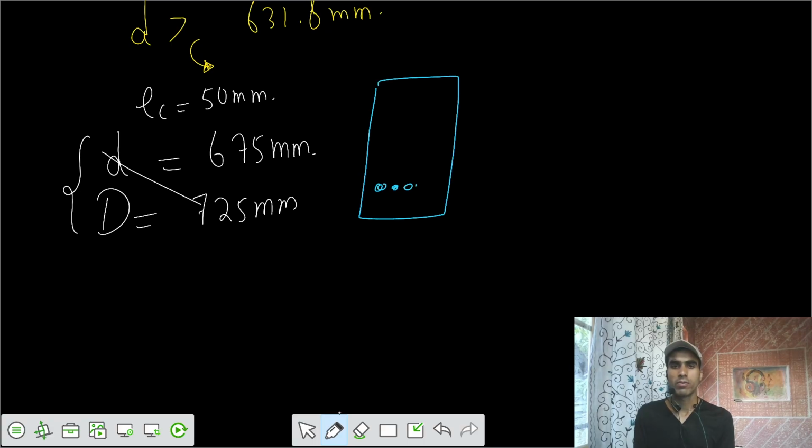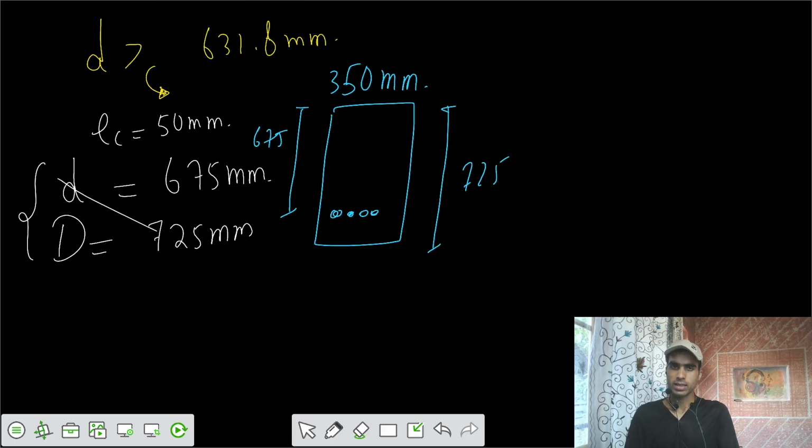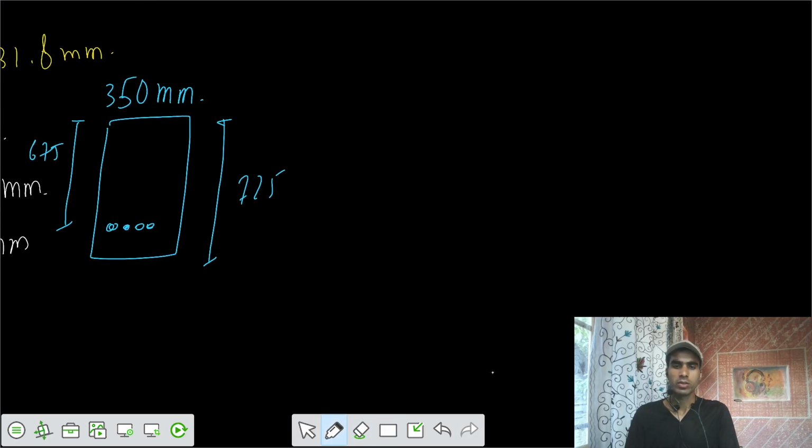There is some steel reinforcement. I don't know how much steel is required, but the small d I know, that is 675, and capital D is 725. And we have the cross section, the width of which was given to you as 350 millimeters. Now I need to design that steel AST corresponding to this condition. I have to get the value of AST.